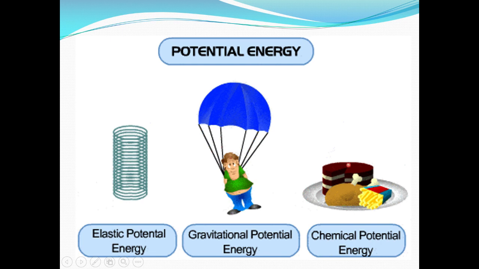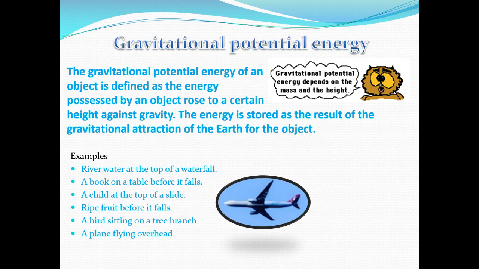There are three types of potential energy: elastic potential energy, gravitational potential energy, and chemical potential energy. The gravitational potential energy of an object is defined as the energy possessed by an object raised to a certain height against gravity. The energy is stored as the result of the gravitational attraction of the Earth for the object.